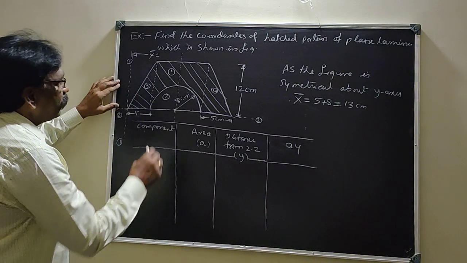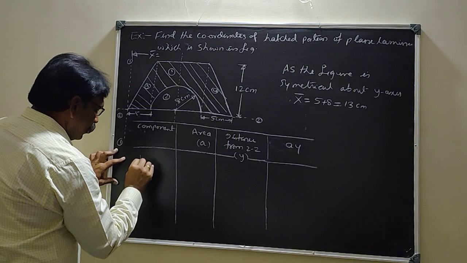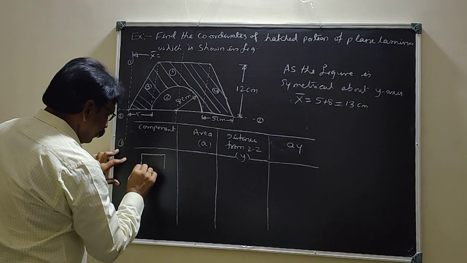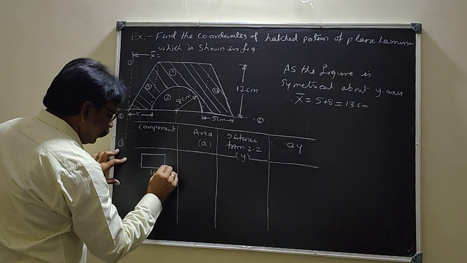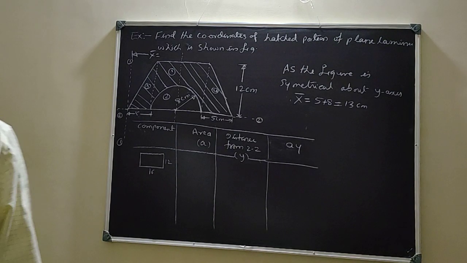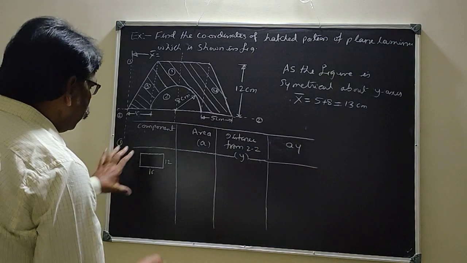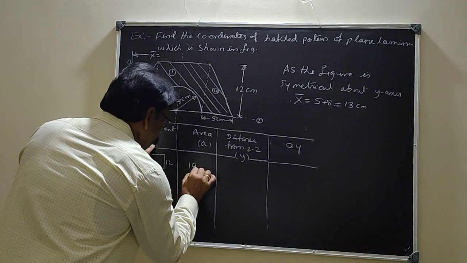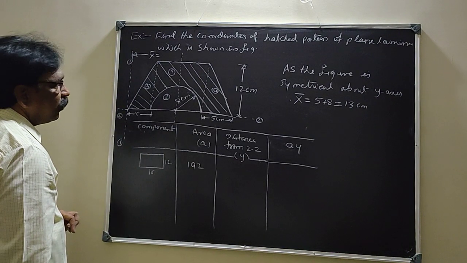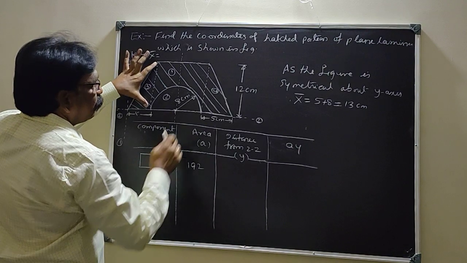For this, let me draw the first component, that is a rectangle of 16 centimeter by 12 centimeter. So the area of that will be 192 centimeter square. As far as the centroidal distance is concerned for this individual rectangle, its height is 12 centimeter.